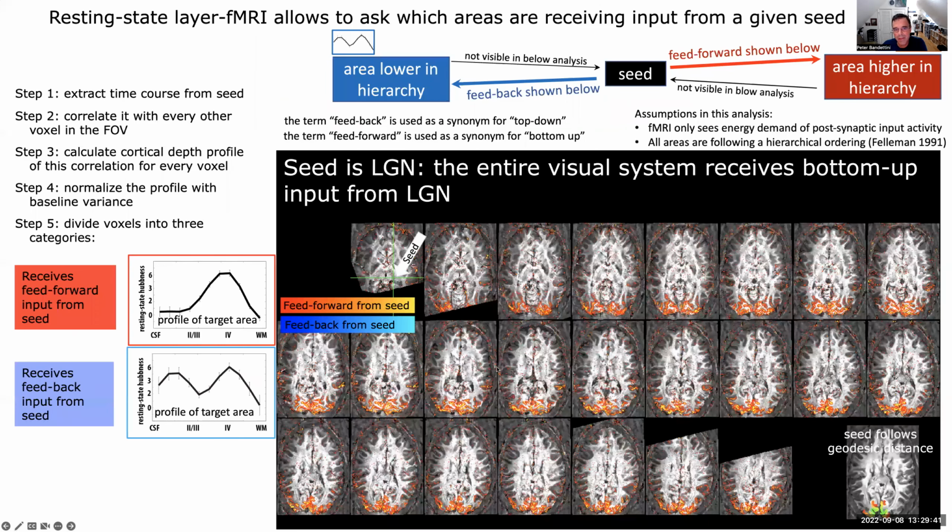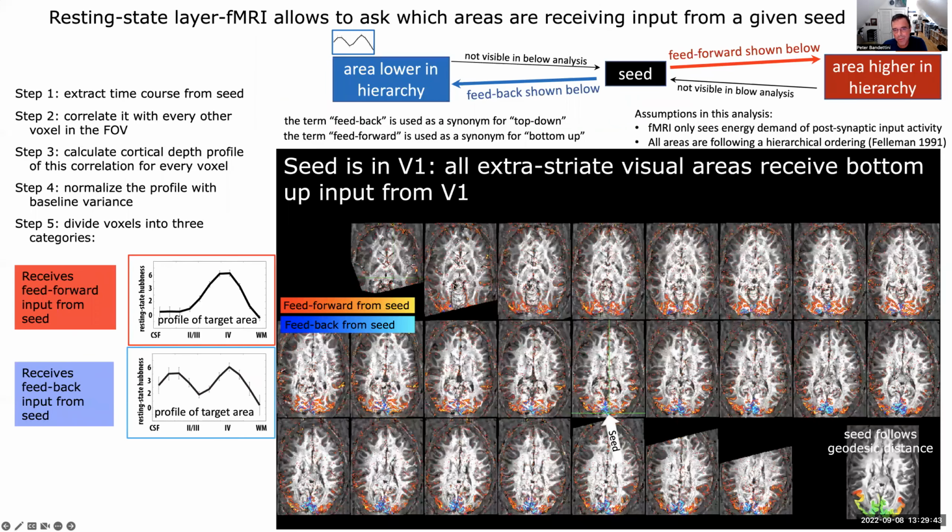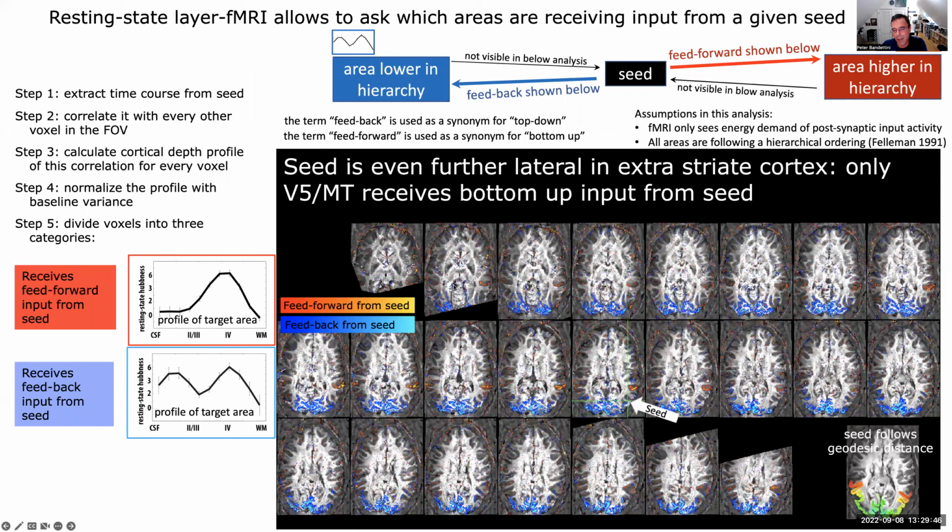And we even made a movie of this. So if you move the seed along, the entire visual cortex starts to turn blue as you move the seed up, because now this seed is feeding back to all the other areas. I'm sorry, it's feeding back to all the other areas here, but still MT, it's still feeding forward to MT, and MT has this profile here. So this is a potentially very, very powerful way of looking at cortical hierarchy just using resting state.